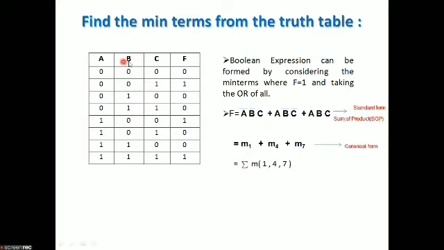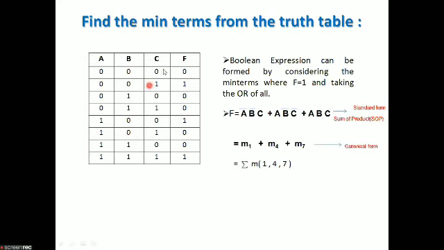So these are the 3 variables a, b and c. The combinations are given and the corresponding values of the function are given. For 0, 0, 0, the value is 0. For 0, 0, 1, the value is 1. For 0, 1, 0, the value is 0. The combination is 0, 1, 1, the value is 0. Next is 1, 0, 0, the value is 1. Next is 1, 0, 1, the value is 0. Next is 1, 1, 0, the value is 0. Next is 1, 1, 1, the value is 1.